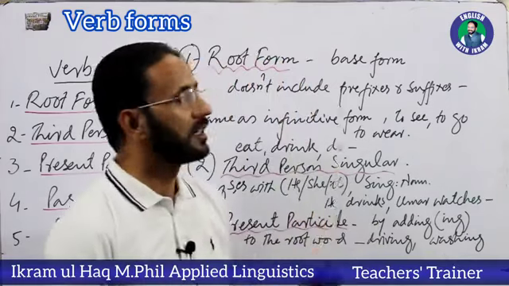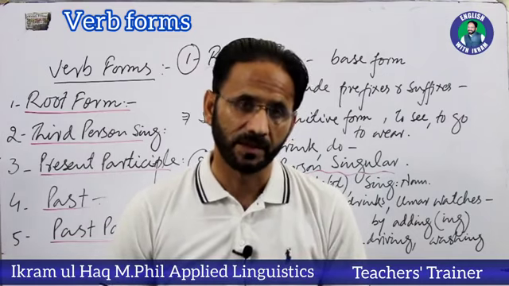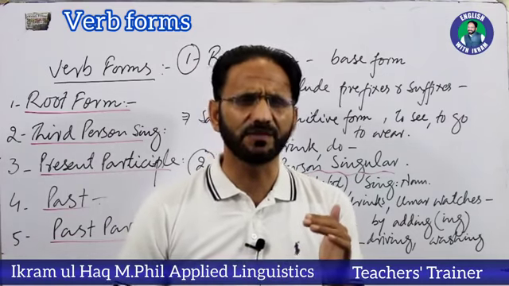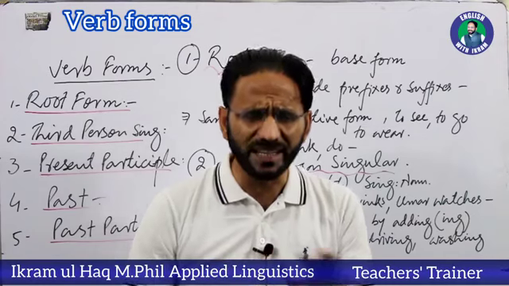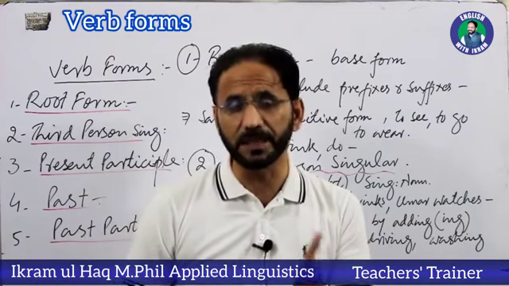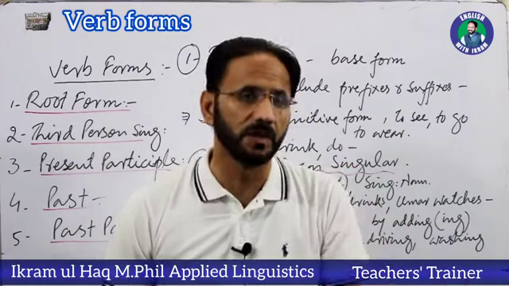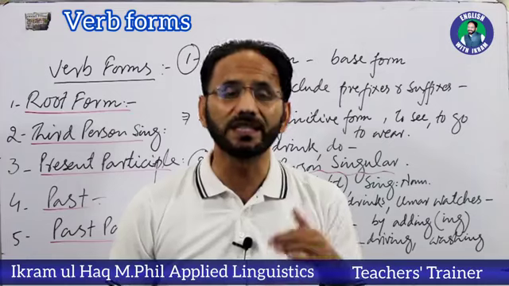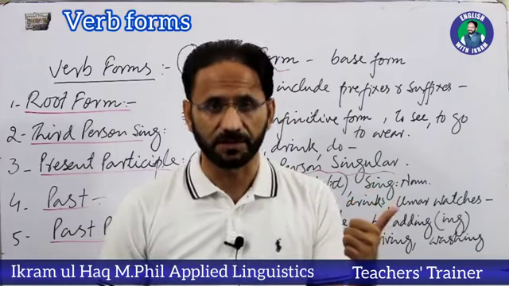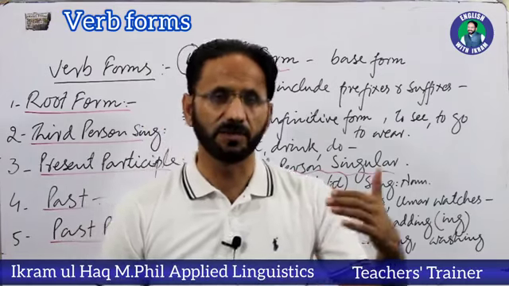Form number 1 is root form. You can see the base form of the verb. Right? This is the word without any prefix, without any suffix. It is the root word, it's the base word. And we can generate different forms of the verb with the help of this root word. For example, eat. We can form different forms.